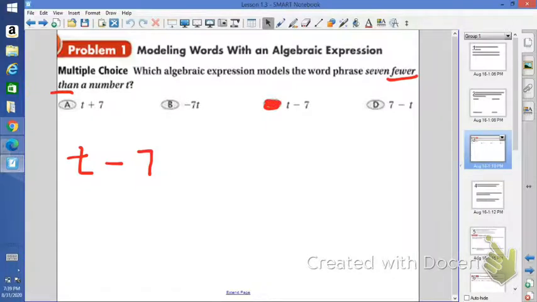So it's 7 fewer than t. Here's t, but we want 7 fewer than that, so we have to subtract 7 from it. It's easy to just say, okay, 7 fewer than means subtraction, so 7 minus t. This would be incorrect. That would be t fewer than 7.